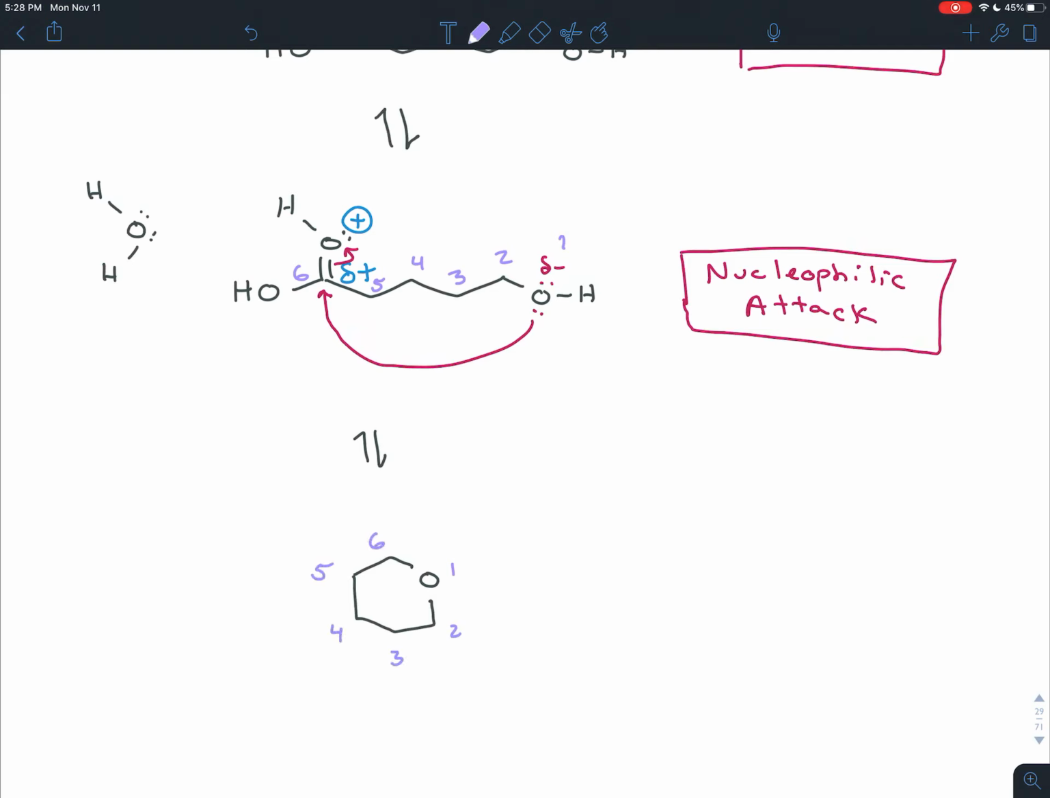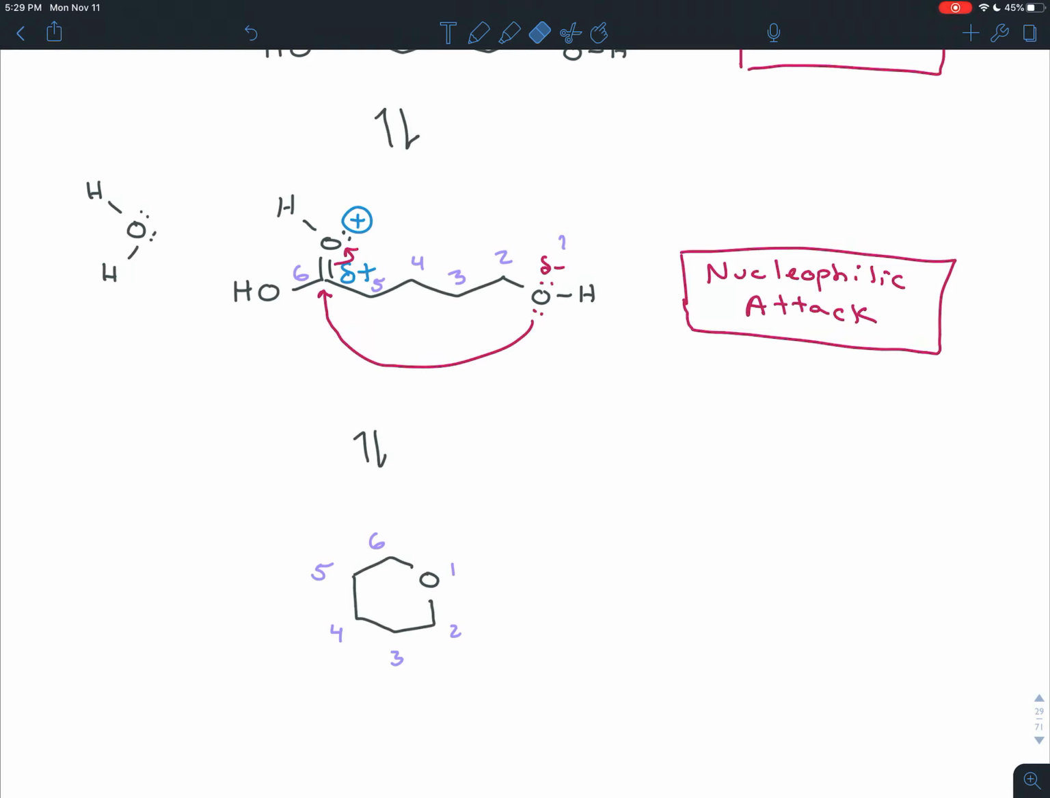Now again, you might say, wait, you're numbering an oxygen? You never number oxygens, you only number carbons. That's true, but that's only when you're naming stuff. I'm not trying to name this molecule, I'm just trying to keep track of stuff as I go from a straight chain to a ring. And so that's why I can put a number on that oxygen, which is one of the atoms in the ring.